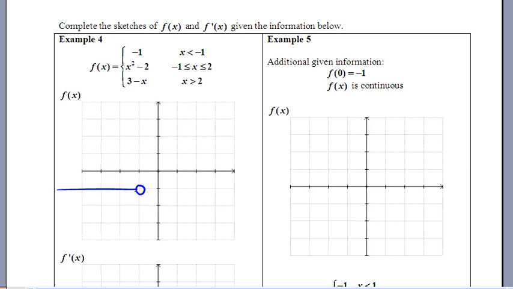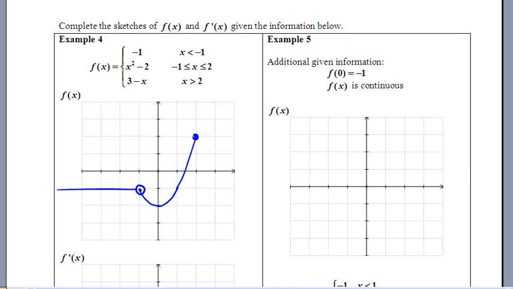Now, this one actually connects. This parabola at -1 is like right there. So that's perfect. It's a nice connected graph. It's continuous, right? And then this graph goes like this. And I'm allowed to graph it at 2, so I'm going to stop.